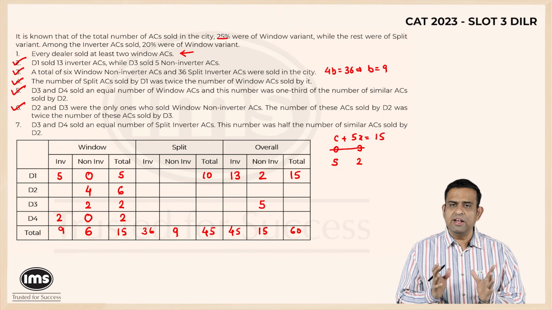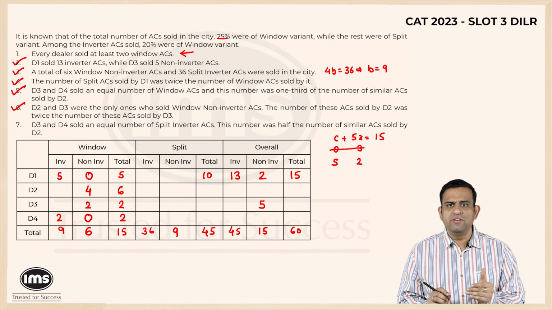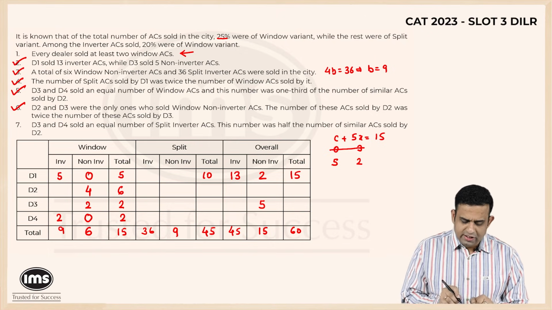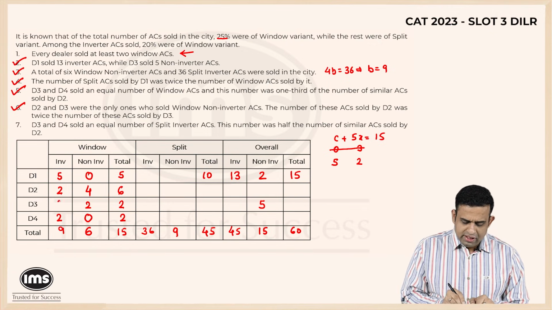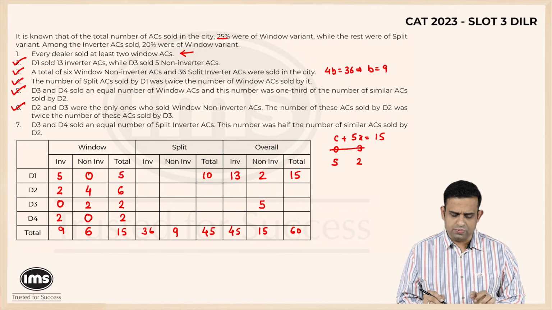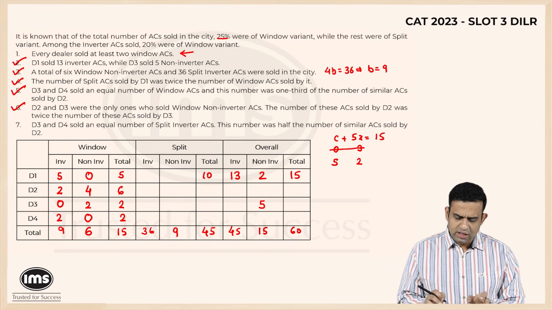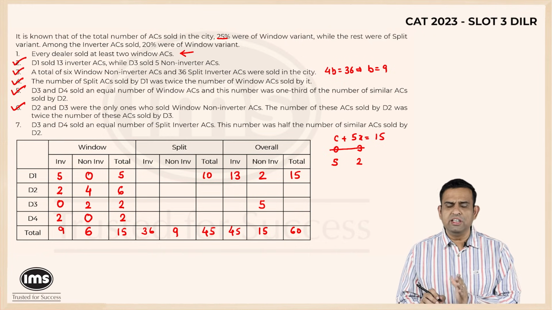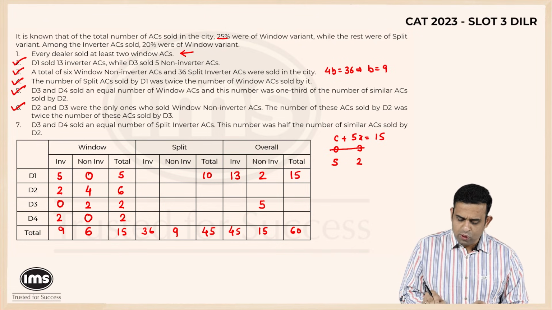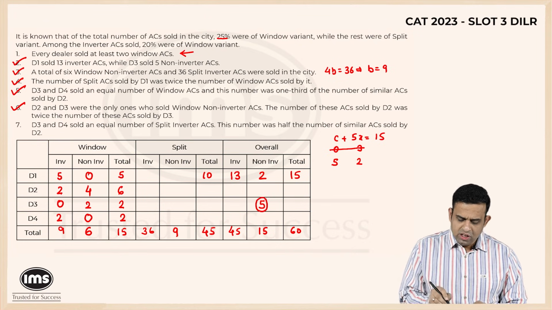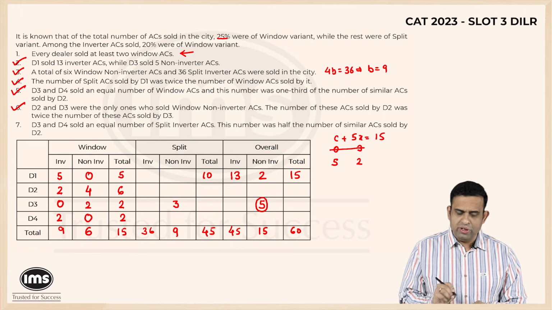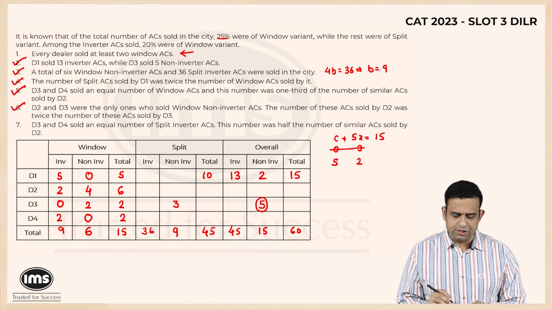And from this, I can easily find out the number of window inverter AC sold by D2 and D3, which would be 6 minus 4 giving you a 2. And for D3, this number corresponds to a 0. So far we have got this much. And if I look at now, we can also find out how many non-inverter AC D3 is going to sell. Please note D3 is selling a total of 5 non-inverter AC, out of which 2 of them are window, which would mean the 3 of them are going to be nothing but split in nature.